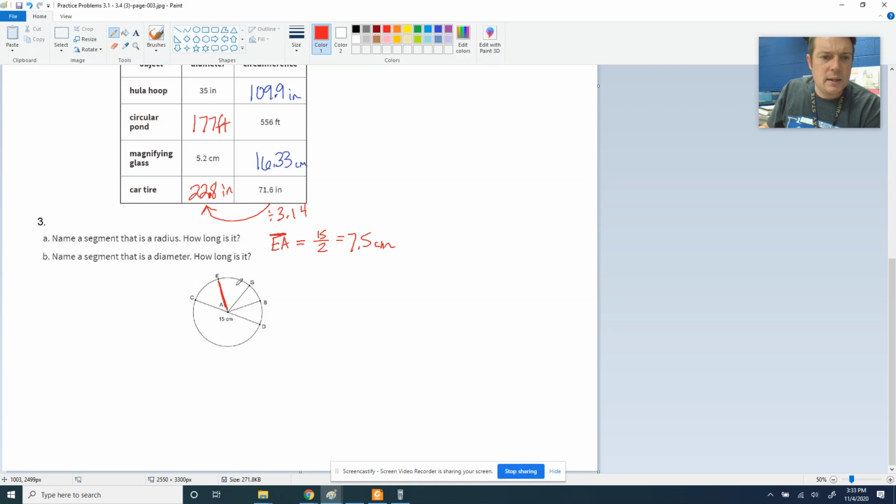Name a segment that is a diameter, and how long is it? Well, there's only one diameter segment, and that is from C to D, and it is the full length across, which is 15 centimeters. Parts of circle, we learned how to do that. Lesson 3, complete.